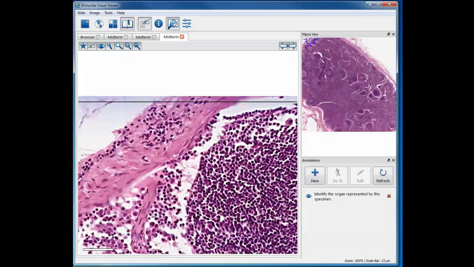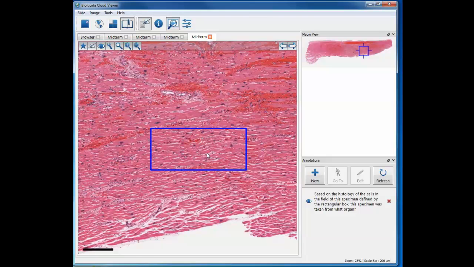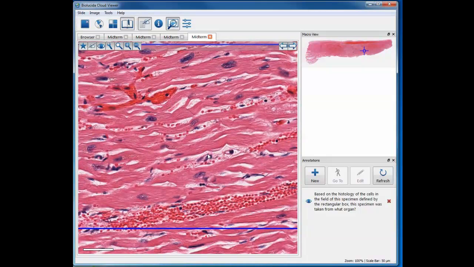And a few people misspelled lymph node, and unfortunately we don't give credit for any misspelling. Let's move on to the next question. So here you were asked to identify, based on the histology of the cells in this field, defined on the rectangular box, this specimen was taken from what organ? So you needed to zoom in and see the features of this tissue.